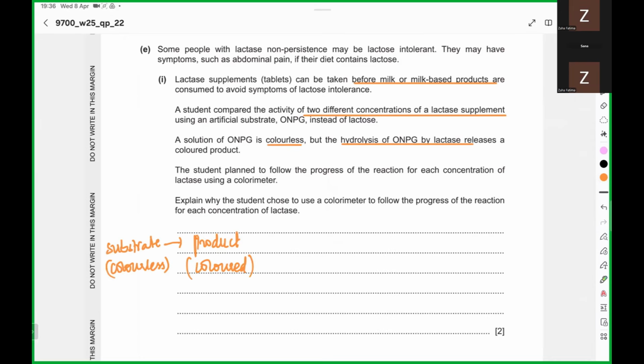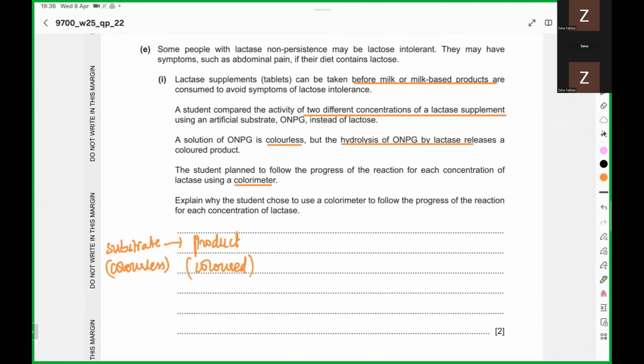Now, to see how different concentrations of a lactase supplement, which helps with lactose digestion, work, to understand that, instead of lactose we used a different substrate, so that we can see how fast the digestion, or how fast the hydrolysis, is at different concentrations of a supplement. We will use a colorimeter in this. The student planned to follow the progress of the reaction for each concentration of lactase using a colorimeter.